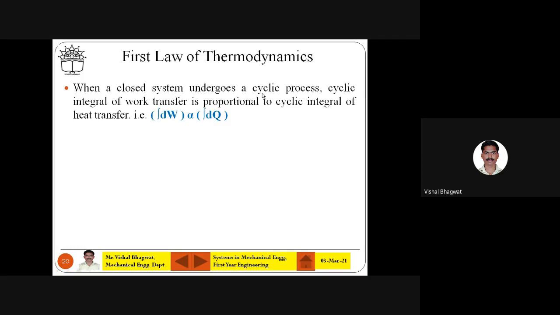So when it undergoes a cyclic process, the cyclic integral of work. This is an integration symbol, simple integration. But cyclic integration means what? Note that there has to be a circle. Okay, this is cyclic integration. So you draw the integration symbol, and then you draw one circle on it. That is nothing but cyclic integration. Understood? So when a closed system undergoes a cyclic process, the cyclic integral of work transfer is proportional to the cyclic integral of heat transfer.